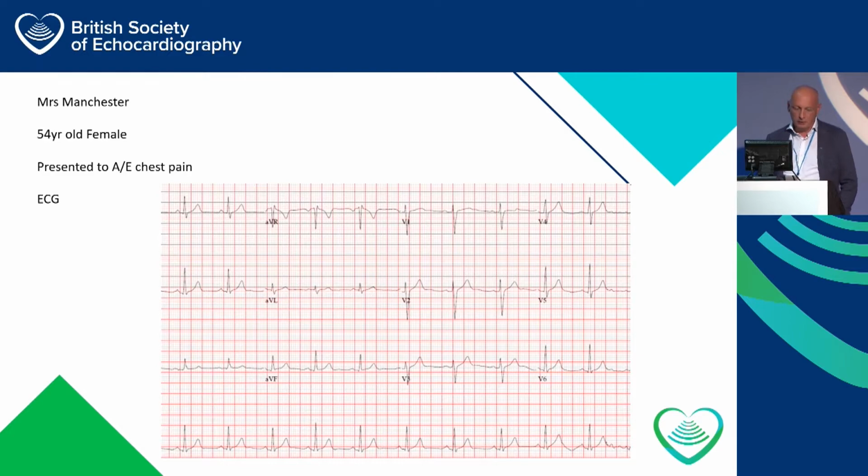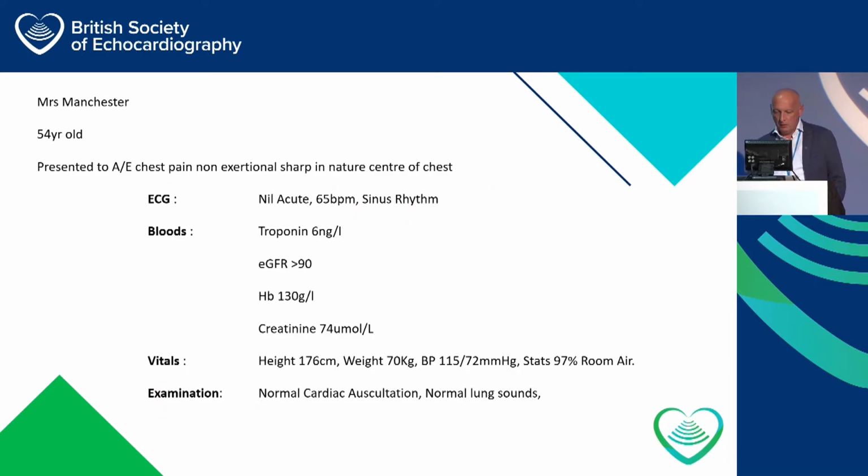We'll see what happens. So this is our patient. This is Mrs. Manchester, a 54-year-old lady who presented to A&E with some chest pain. And this was her ECG, so I'll let you all ponder the ECG for a moment. I'm not going to pick on anyone in particular. But this is essentially normal, plumb normal. Come to A&E, you'll see this all the time in your own departments.